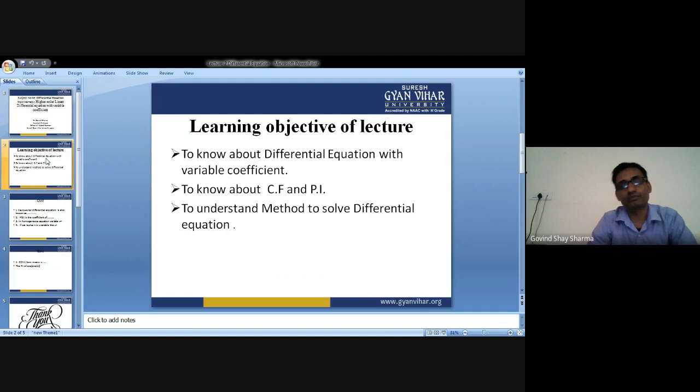But first we have to change a variable coefficient differential equation into the form of a constant coefficient equation, and then the same method is applied to find the CF and PI. After finding the CF and PI, we write the complete solution. After this lecture, the student will know one or two methods to solve a differential equation with variable coefficients. All the best.